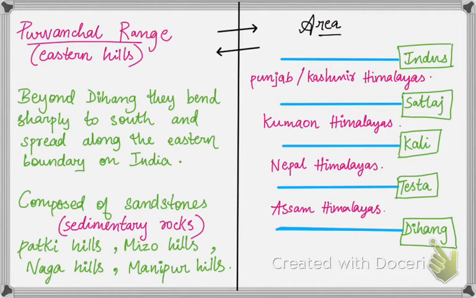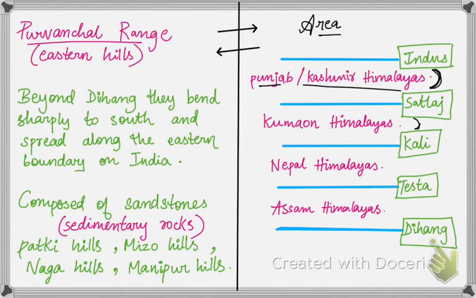So here, instead of writing big paragraphs, I have made a diagrammatic representation for you to understand it well. So let's start. The Himalayas that lie in between the Indus and the Satluj River are known as Punjab Himalayas or Kashmir Himalayas or Himachal Himalayas. So remember all this, it's important.